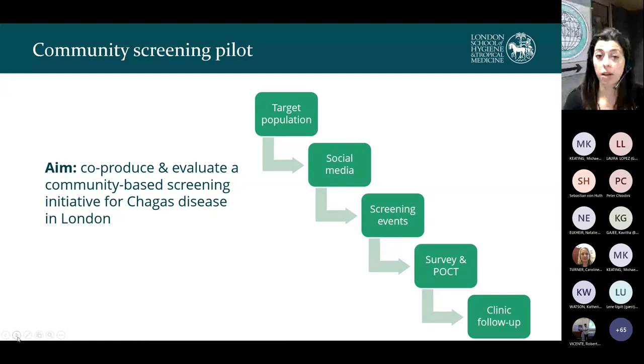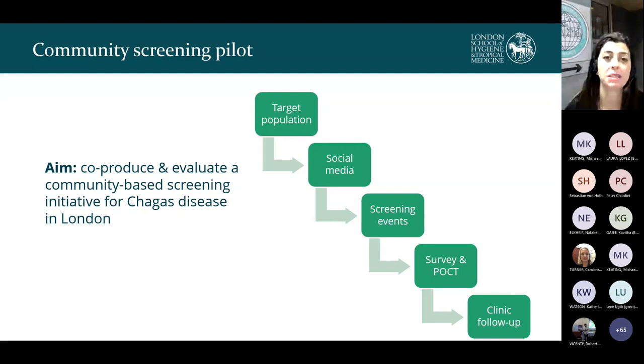So our target population was adults who were born in or whose mothers were born in any of the 21 Chagas endemic countries. And we wanted to offer screening in the community, which meant we wanted to use a point of care test, as well as capture some basic epidemiological and demographic information through an online questionnaire. We thought the best way to advertise screening was through social media, as this is how the community told us they accessed a lot of information about health, including COVID and vaccinations. And we asked community members to help share and spread the word through different WhatsApp and Facebook channels.